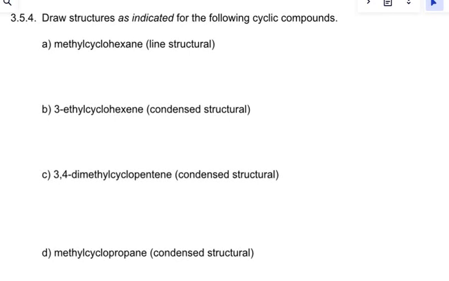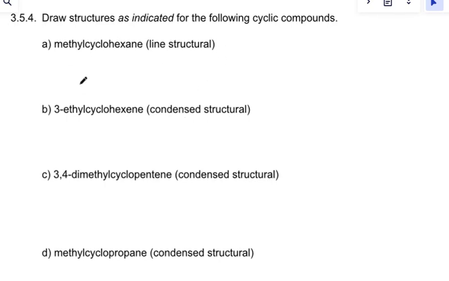So we've had some success with "here's a picture of a cyclic, give us its name." Now, of course, we go the other way. Here's the name of a cyclic, show us its structure. Some of these are line structures that we'll have to draw, and some of them are the dreaded condensed structurals where we have to write all the H's.